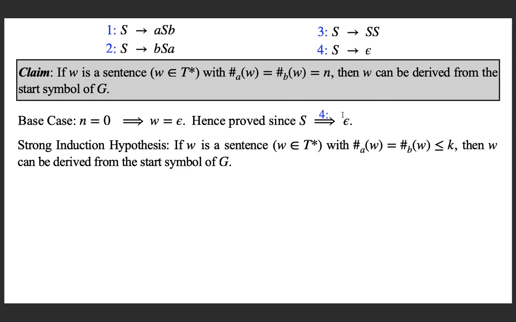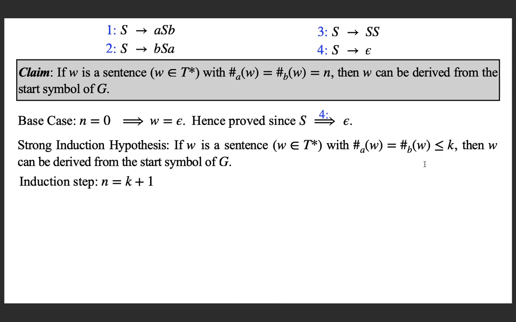Now the induction hypothesis, which is the strong induction hypothesis, assumes that if the number of A's and B's is the same and less than or equal to k, for all values of n from 0 to k, you can derive the string W if W has k number of A's and B's. That is the induction hypothesis.